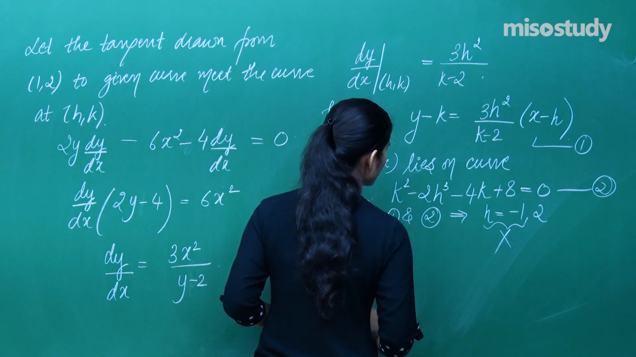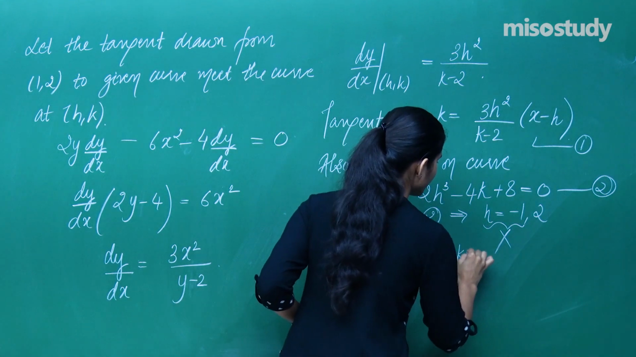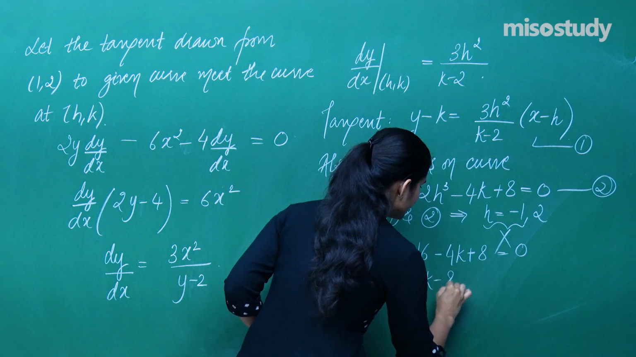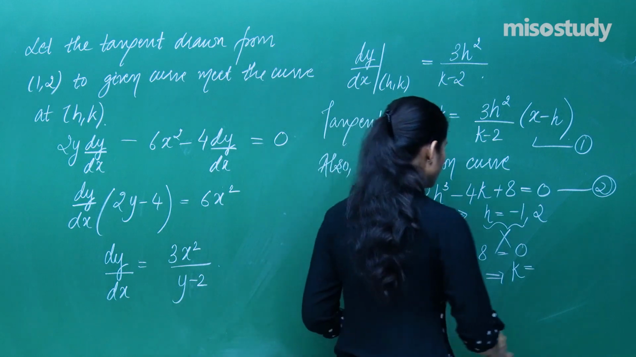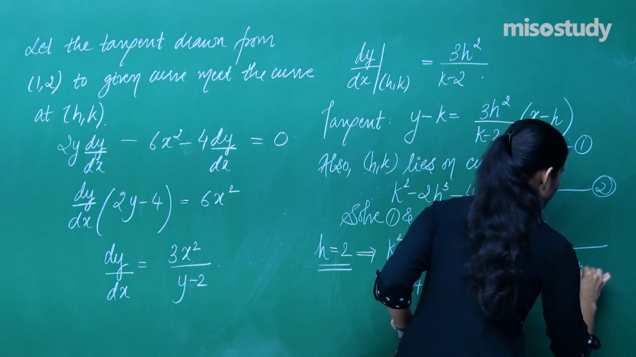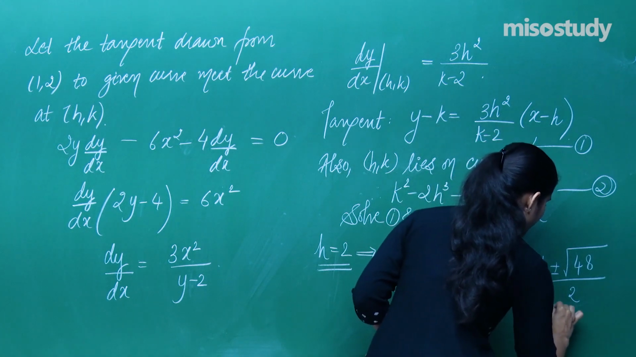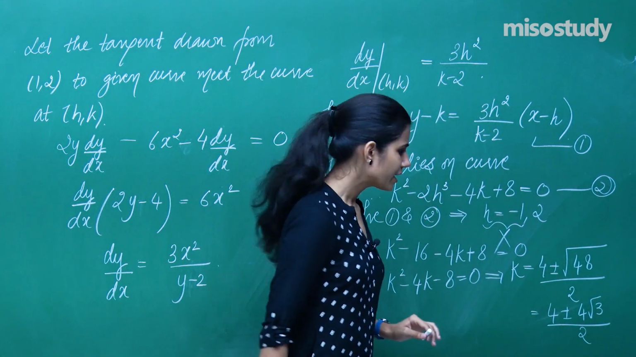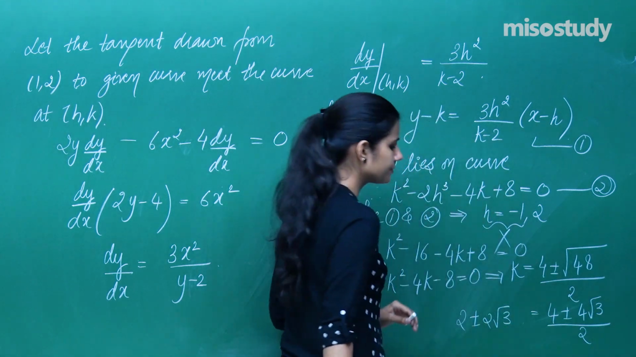Let's see. k square minus, so h is 2, 2 cube is 8, so this is minus 16, minus 4k plus 8 equals 0. This gives you k square minus 4k minus 8 is 0, which implies k is, just apply the quadratic formula, 4 plus minus root over 48 by 2. 48 becomes 4 root 3. So you get 2 plus minus 2 root 3. Right?